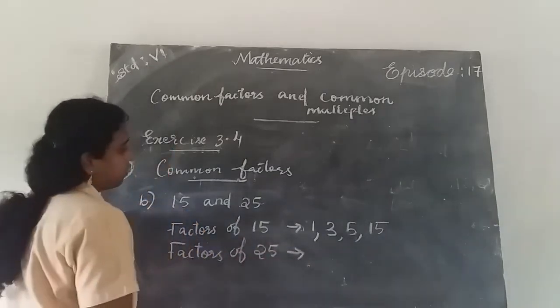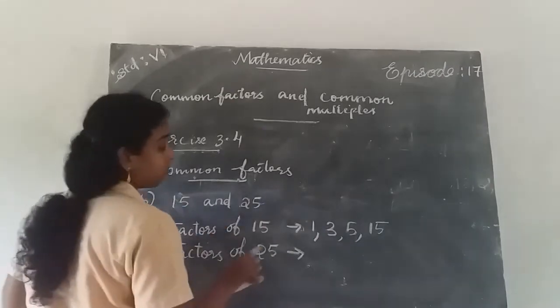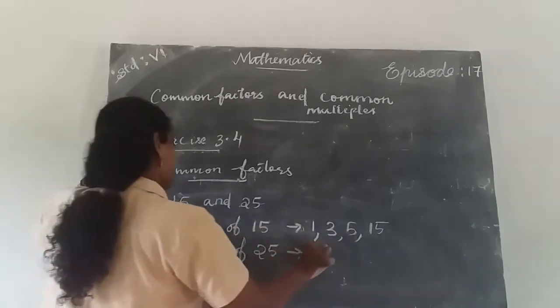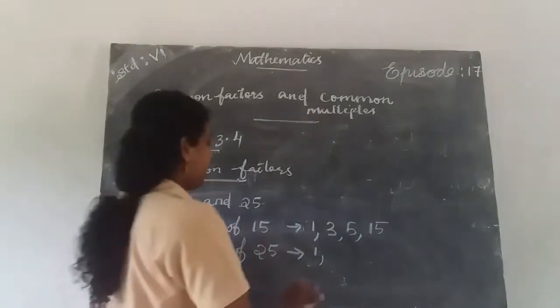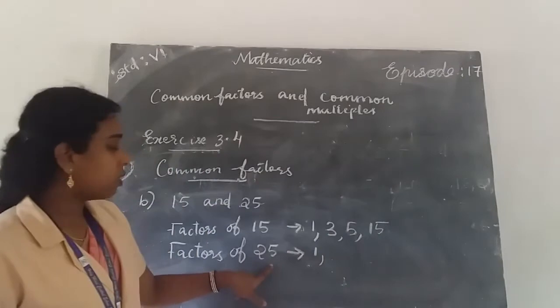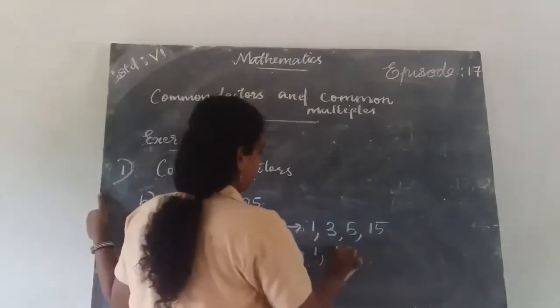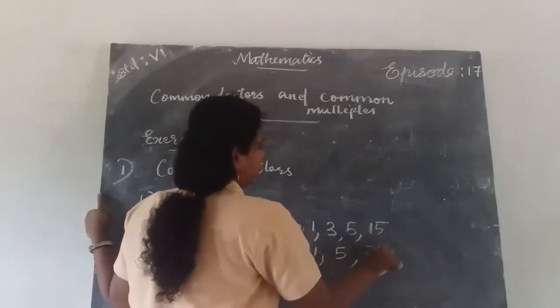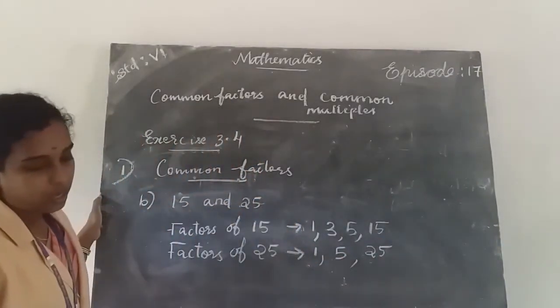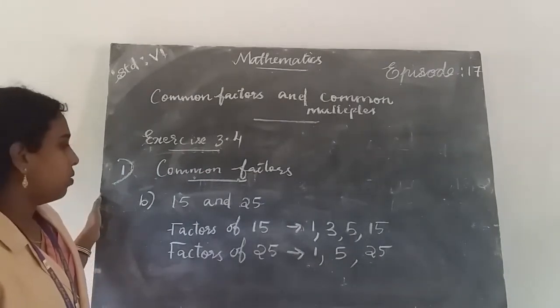Factors of 25: one is a factor of any number. So 1 is a factor of 25 because 25 comes under the table of 1. Then it does not come under the table of 2. Then 5, then 25. So 1, 5 and 25 are the factors of 25.